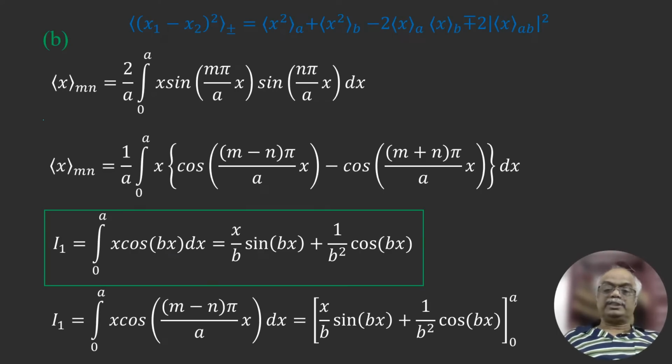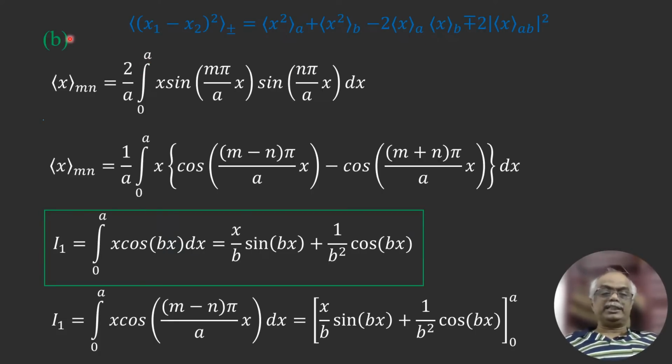Just now we have seen the expectation value of (x1 minus x2) whole squared for distinguishable particles. Now we are going to see the same for identical bosons and fermions. In section B, we are going to see it for identical bosons. So section B is bosons.